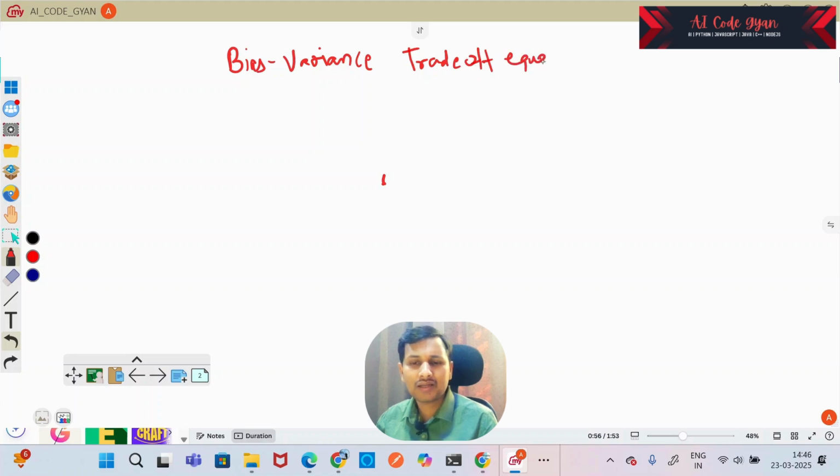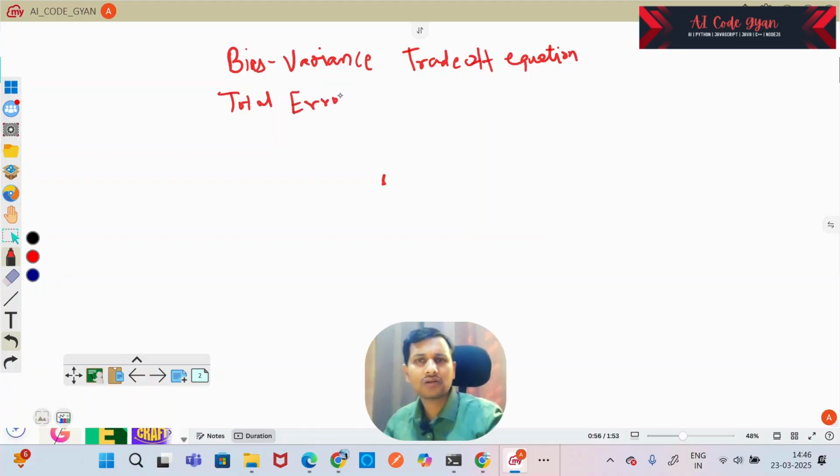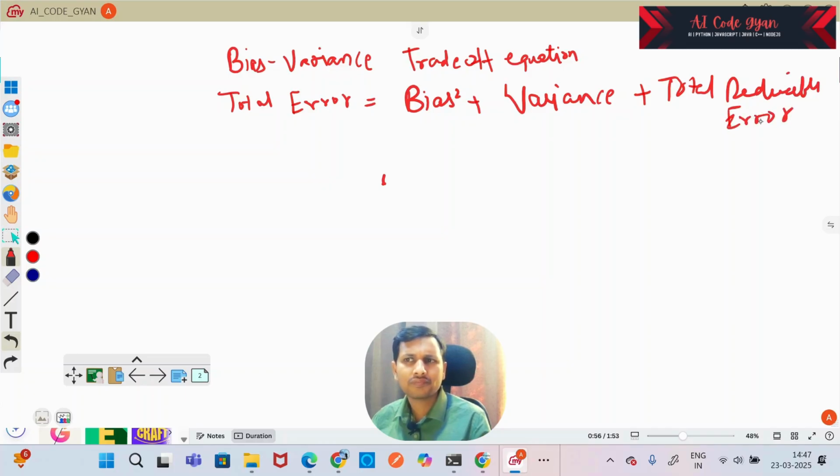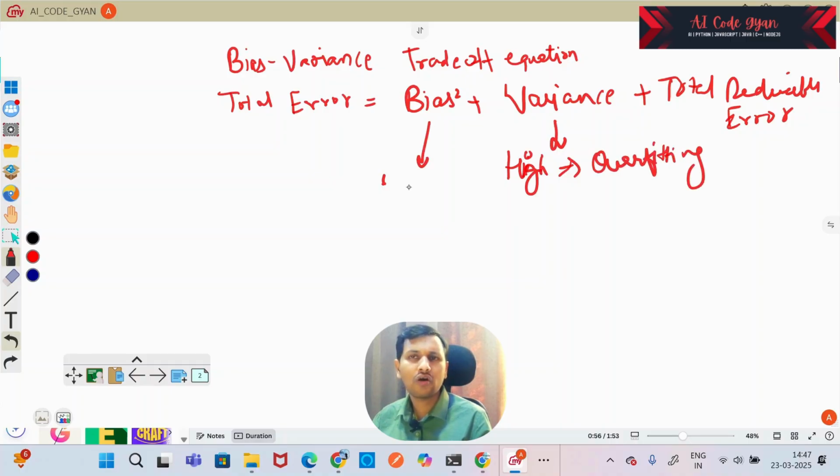Now, this can be seen mathematically by the Bias-Variance trade-off equation. So, let us see the equation. According to the Bias-Variance trade-off equation, total error is equal to bias squared plus variance plus irreducible error. So, if the variance is high, this is a case of overfitting. And if bias is high, then this is a case of underfitting.